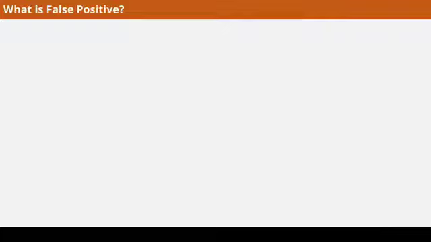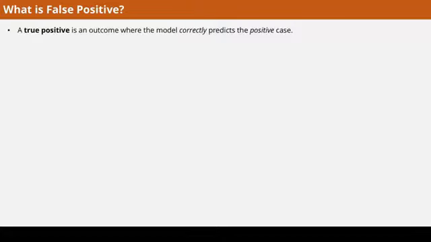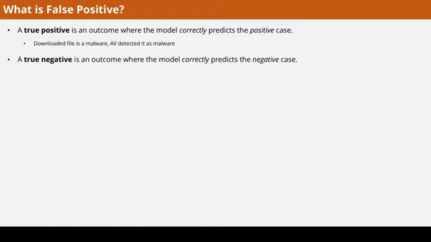What is false positive, false negative, true positive, and true negative? A true positive is an outcome where the model correctly predicts the positive case. That is, downloaded file is a malware, AV detected it as a malware. A true negative is an outcome where the model correctly predicts the negative case. That is, downloaded file is not a malware, AV did not detect it as a malware.